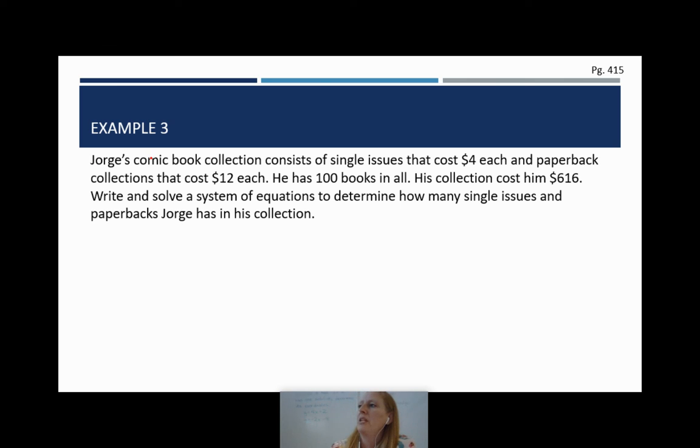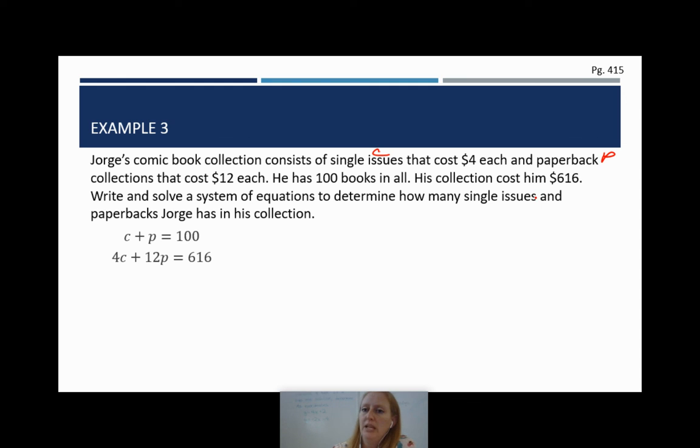So first of all, I'm going to use a C for his single issue comic books. And then I'm going to use a P for the paperback collections. It just seems easiest to do. And I know that his single issues plus his paperback collections should equal 100. Okay, so C plus P is 100. But let's talk about the cost. I know that it's $4 per single issue, so that'll be 4C, plus $12 per paperback collection, so 12P. And together, that should equal that $616.